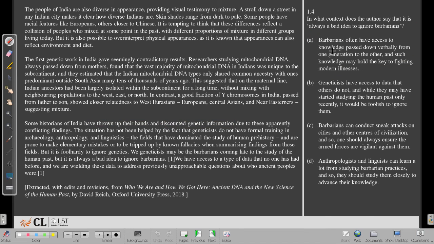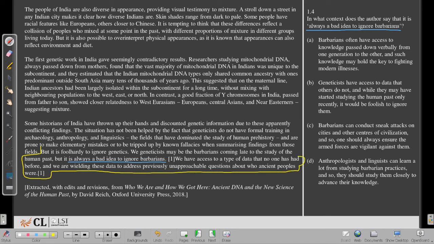Let's look at 1.4. In what context do the authors say it is always a bad idea to ignore barbarians? When you want to look at the context, the answer will be right there. It is always a bad idea to ignore barbarians, so you want to look at a couple of sentences before that. From the structure of it, we need to evaluate from here to here, and I'm sure that the answer would be right there.